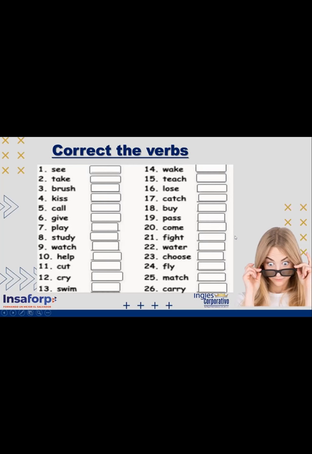Do you drink mineral water? Second is, do Sarah and Linda feed their pets?